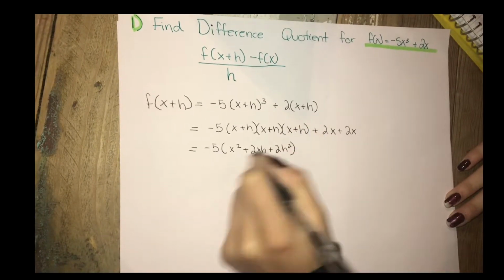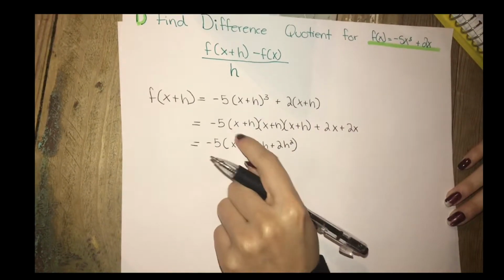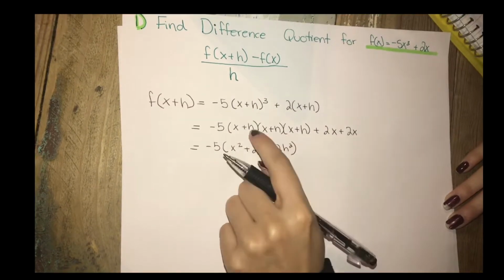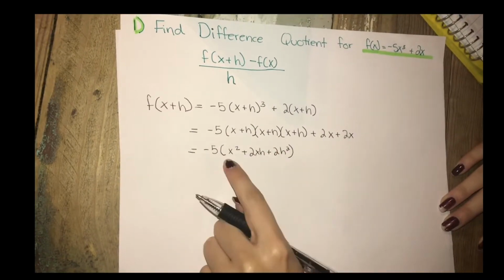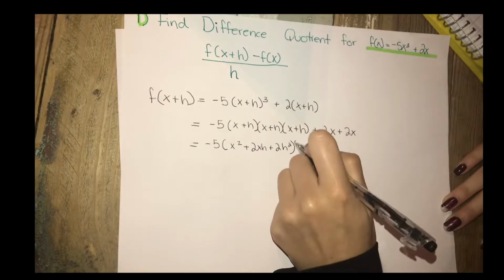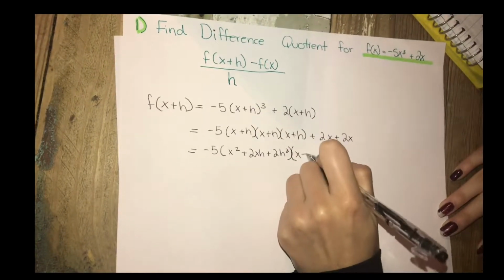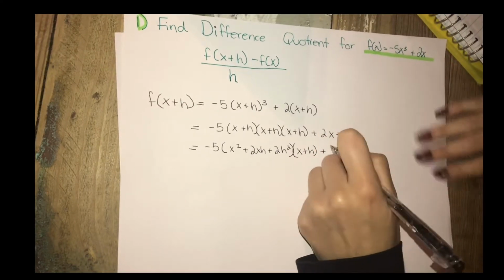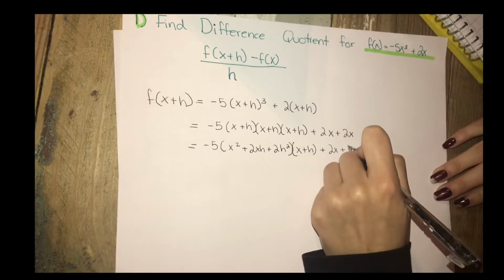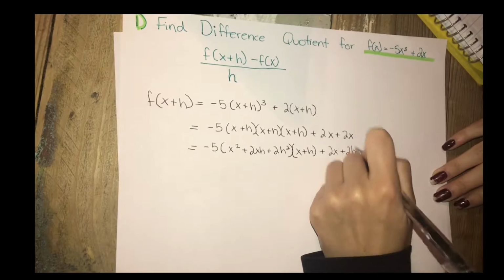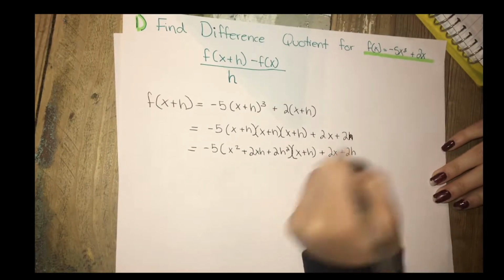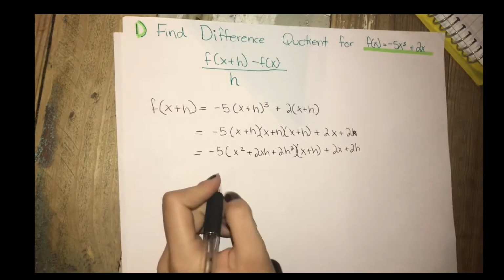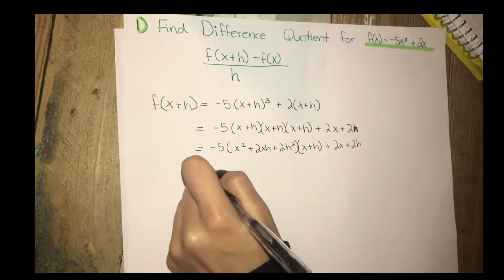First, you will multiply the first two x plus h, and you would get x squared plus 2hx plus h squared. Next, bring the x plus h down and the 2x plus 2h. I realized that I messed up there and it was 2h.